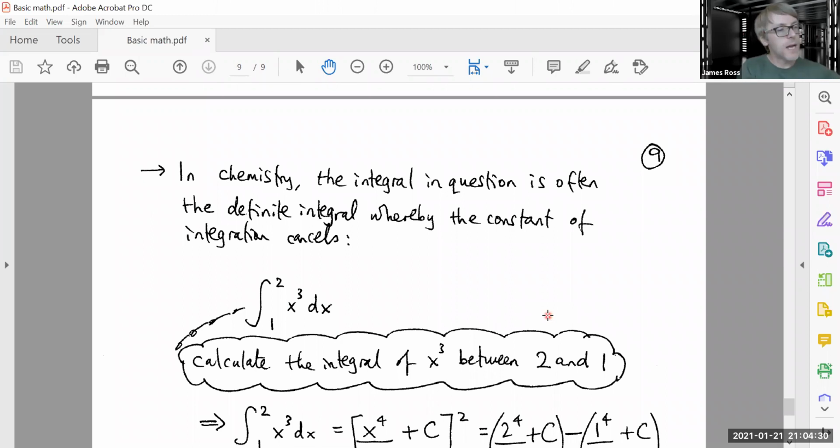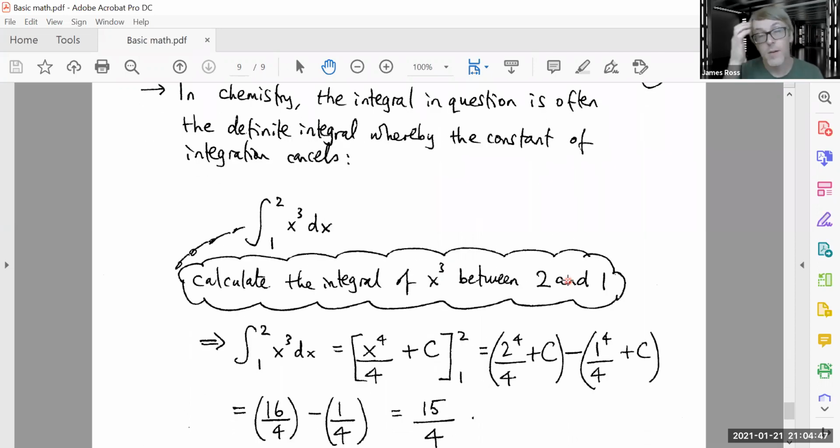I think this might be the last page that I wanted to do, so this is like half a page now. We're almost there. In chemistry, the integral in question is often the definite integral whereby the constant of integration cancels. So let's see an example. For the most part, in general chemistry, these constants are of no consequence. They disappear. But we have to know that there's something in the background disappearing. So let's look at the integral between the limits 2 and 1 of the argument x cubed dx. So this tells us to calculate the integral of x cubed between the limits 2 and 1.